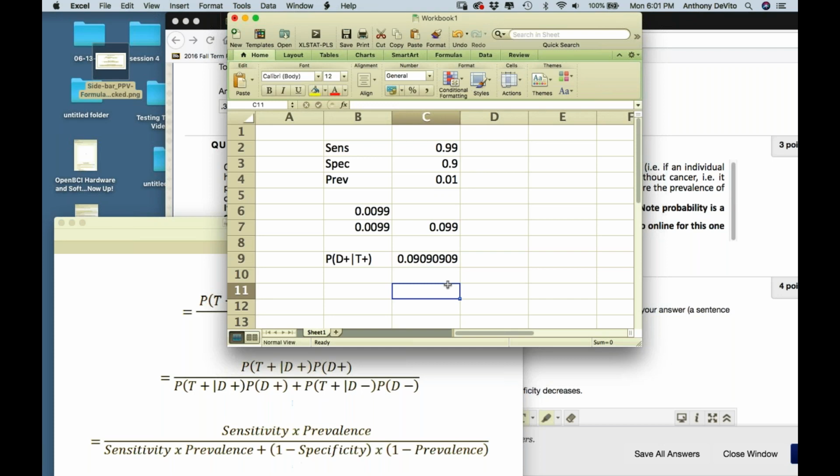So, can somebody tell me why, given that the test is 99% accurate at identifying people with the disease, and then it's 90% accurate at identifying people who don't have the disease, why would we wind up with such a poor predictive value? Can somebody tell me why that might occur?